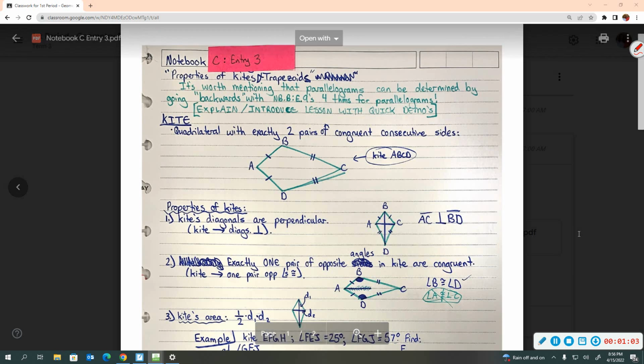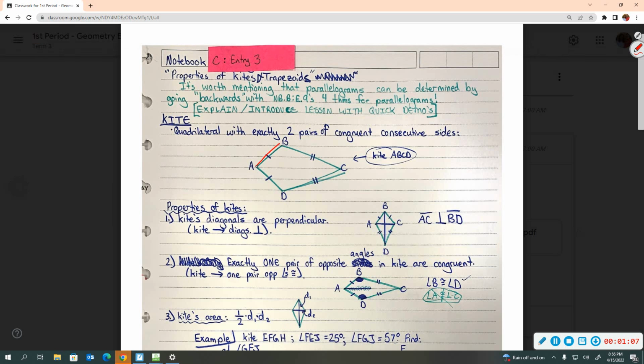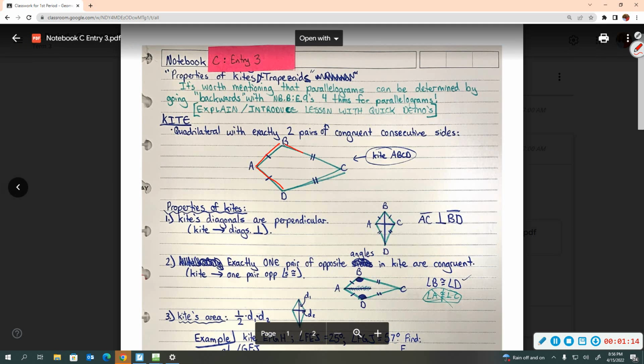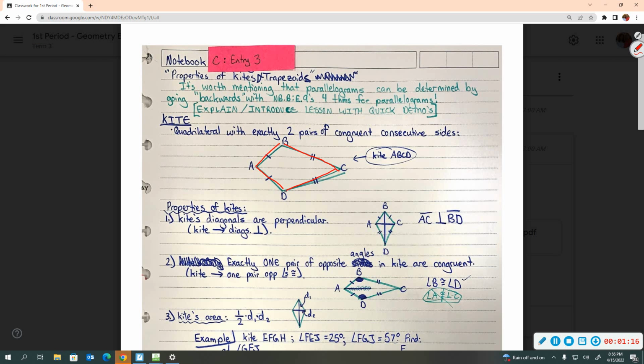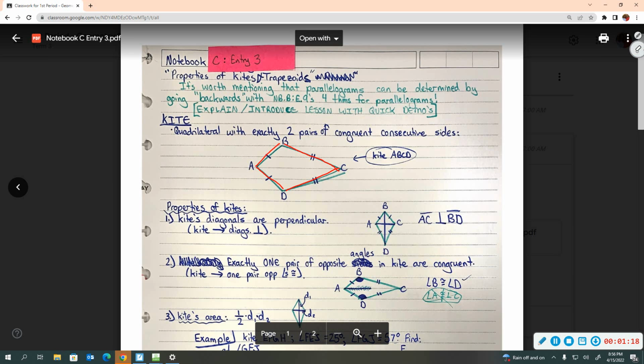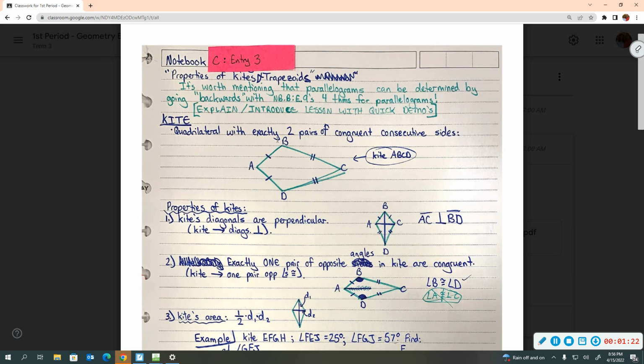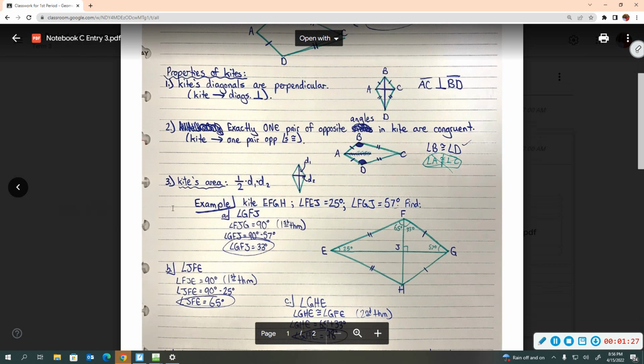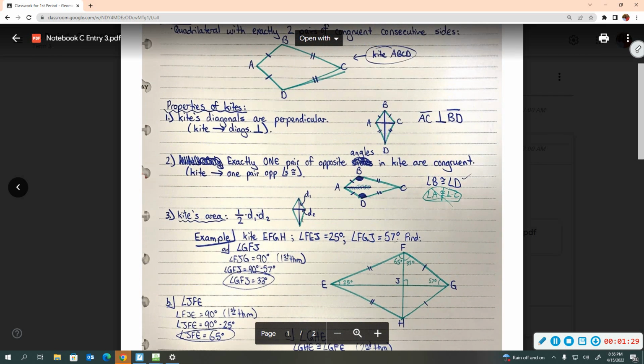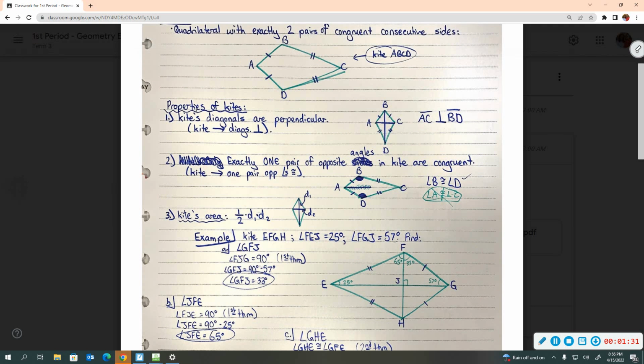But the 2 pairs of congruent consecutive sides, like this side AB, is right next to or consecutive to AD, and they are the same thing. BC is right next to CD, and they're the same thing. So the top, or like in this case the left 2 are equal, and these right 2 are equal. Just like with parallelograms, we have a few facts that go with kites.